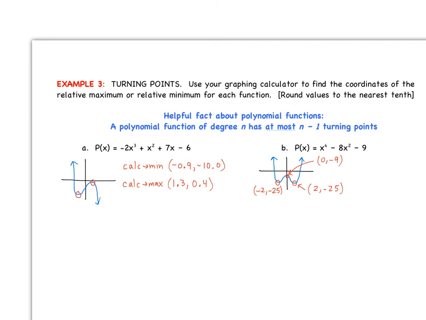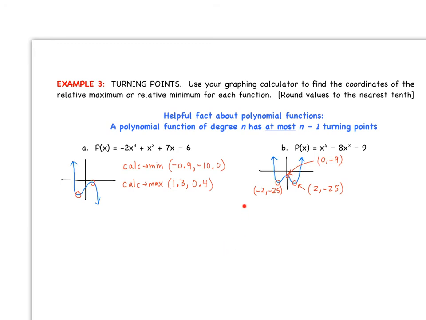You'll need your calculator for this last example. We're going to talk about turning points. I want you to use your graphing calculator to find the coordinates of the relative maximum or relative minimum for each function. Round values to the nearest tenth. One thing you should note is that a polynomial function of degree n has at most n minus 1 turning points. For instance, if I have a quadratic, which is a degree 2, I have at most 2 minus 1, or 1 turning point, which makes sense because it's a parabola.